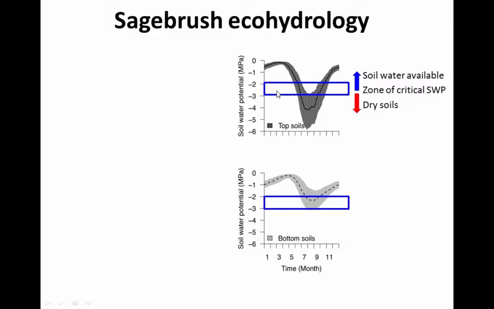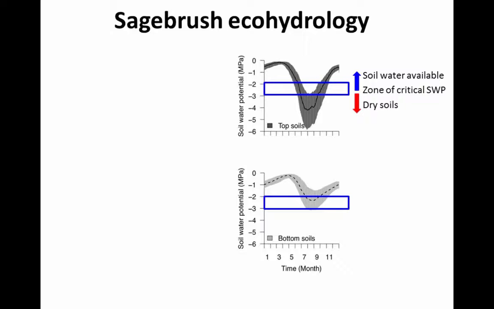I've drawn this blue box here because these are the soil water potentials at which water starts to really become restrictive for plants. Above this top blue line, generally water is pretty available and plants can access it. Below this bottom blue line, plants might still be able to get some, but there's very little left and there isn't much opportunity for transpiration. So it's a transition zone between where water is available and where it's not.